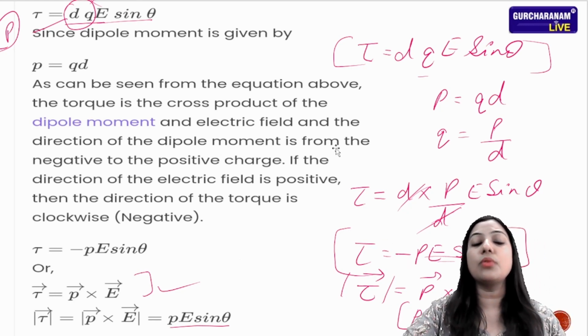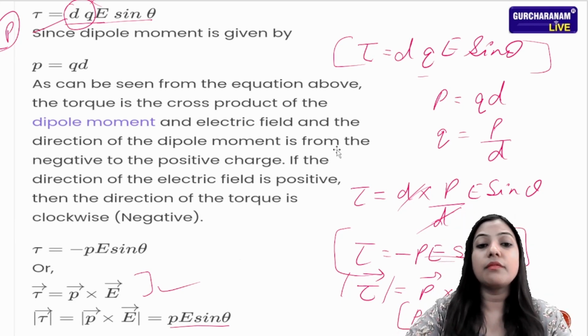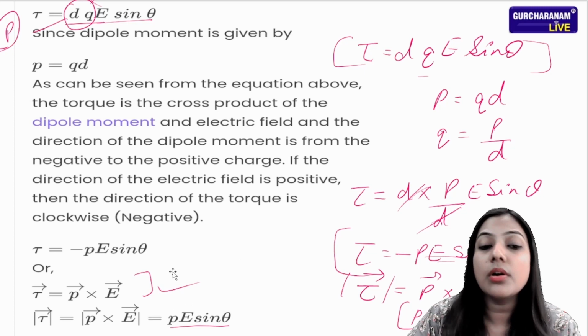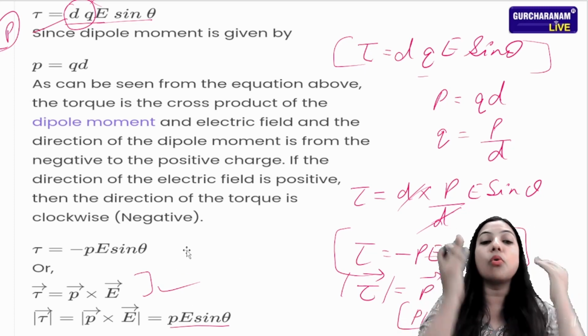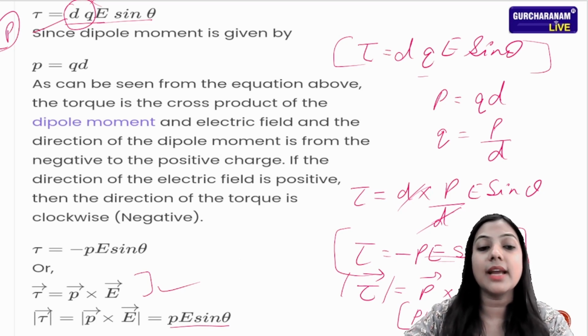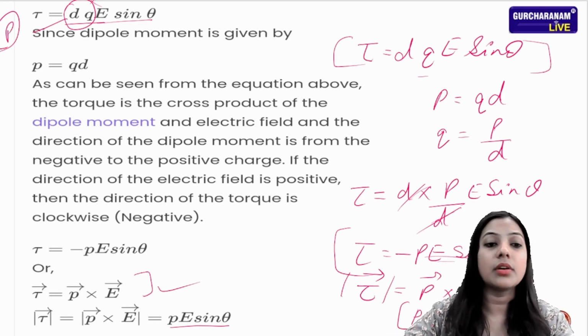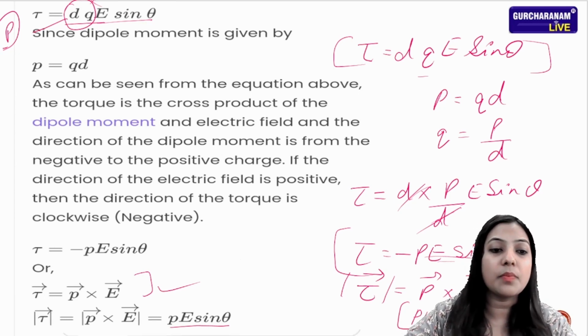And if you want a positive value, what will we do? We will take the modulus of torque and we will get a positive value, which is PE sin theta. Okay, students? So I hope you understand this point.